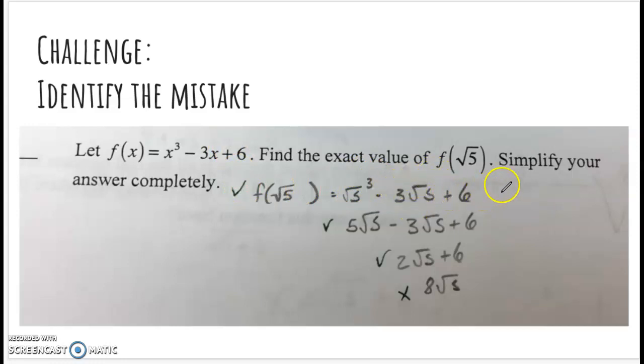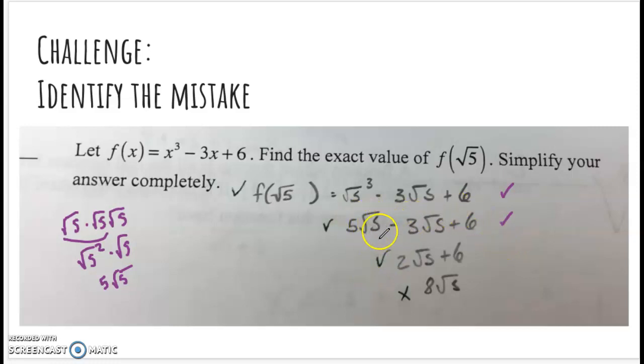5 plus 6. So it looks like they plugged everything in right there. And then let's see here. They did some fancy stuff here. They said, oh, the square root of 5 cubed, that's the square root of 5 times the square root of 5 times the square root of 5, or the square root of 5 squared times the square root of 5. And I know the square root and the square are inverses, so that's 5 square root of 5. All right, so that's how they got that. And then 3 square root of 5, and then plus 6. So far, so good. And then this is where they must have gone wrong.